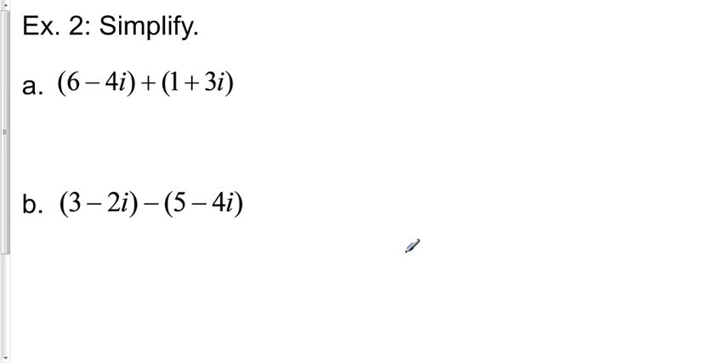In this example, we're going to work on adding and subtracting complex numbers. Now, to add and subtract complex numbers, again, you want to match their parts. In this first example, we're adding. I want to add the real parts together. 6 plus 1 gives me 7. And then I want to add the imaginary parts together. Negative 4i plus 3i gives me negative 1i, or minus i. And then that's your answer.